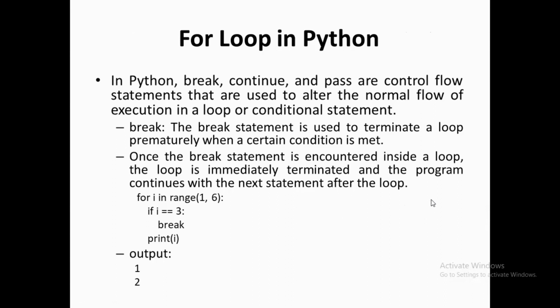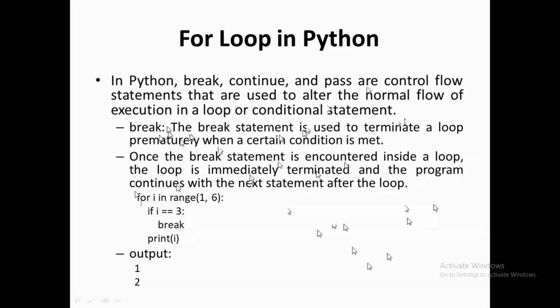And next one is for loop in Python. To use that one, we should know break, continue, and pass. Break, continue, and pass are control flow statements that are used to alter the normal flow of execution in a loop or conditional statement. We will be using break to exit the loop prematurely. Once the break statement is encountered, it will go out of the loop.